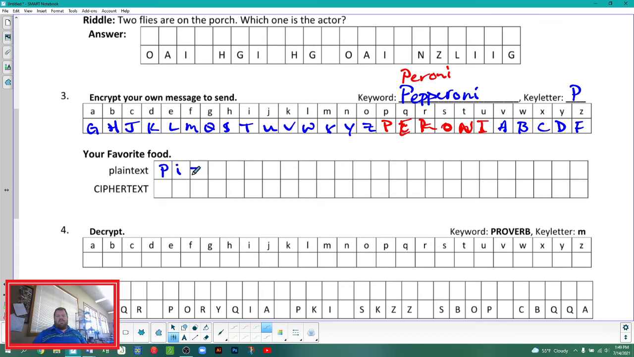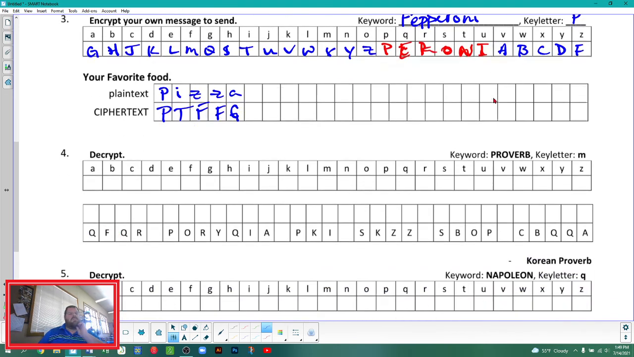So I'm gonna encrypt pizza. But it comes from P. I is T. Z is F. And A is G. Okay. So I would send the message PTFFG. Sadly, my keyword is the same size. I would send pepperoni and key letter P.